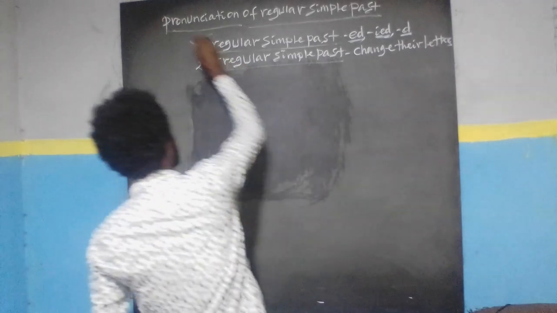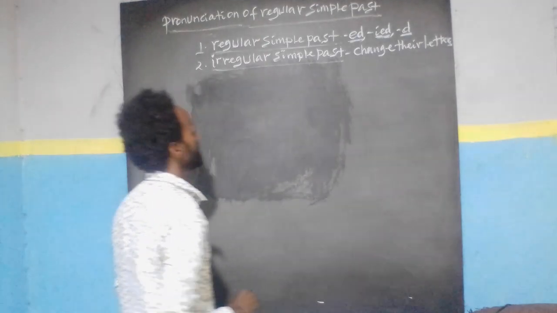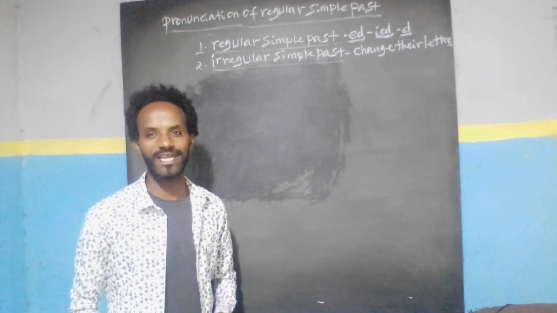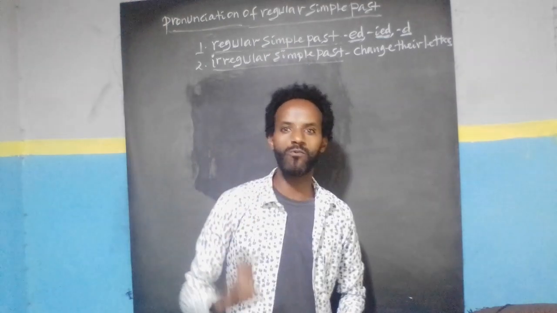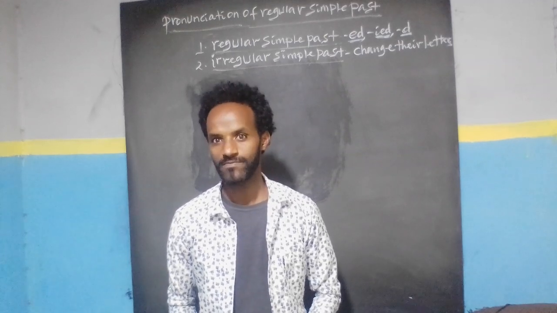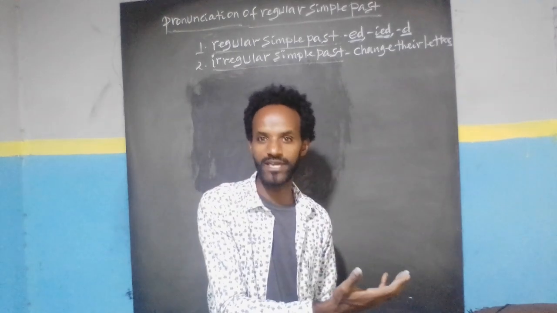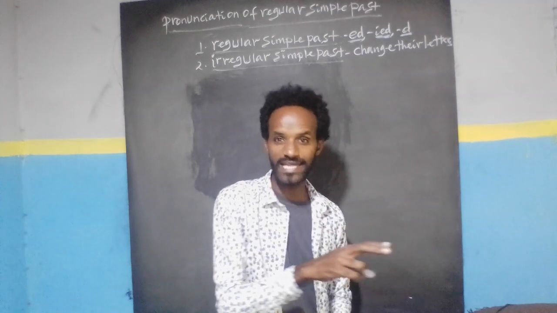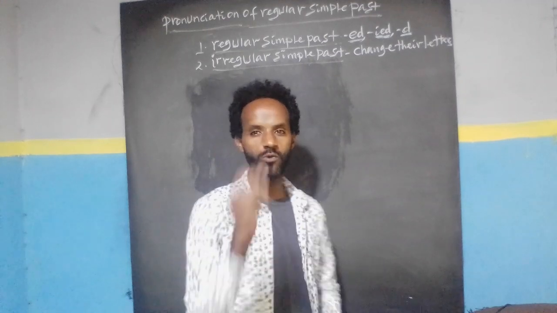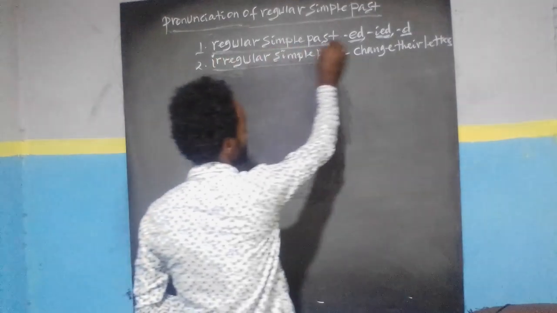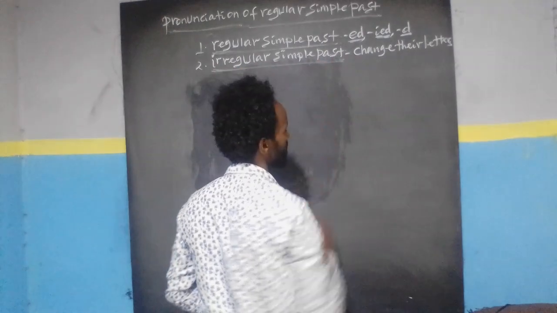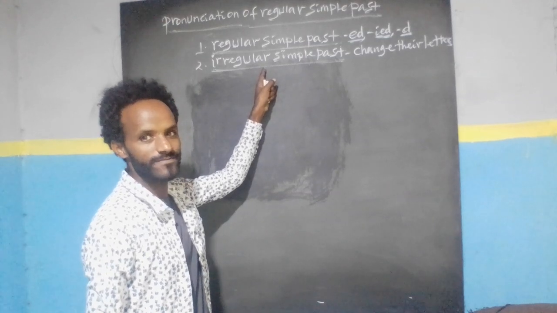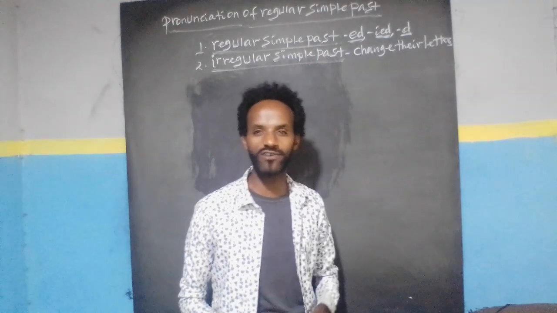So as you have seen on the blackboard, the lesson is about how to pronounce the regular simple past tense. By the way, there are two different types of simple past in the English language. That can be verbs, the regular verb and the irregular verbs. So regular simple past and irregular simple past are there. So what is the difference between the regular simple past and the irregular simple past? How can we differentiate regular simple past from the irregular simple past? Or what is the difference between regular and irregular verbs?